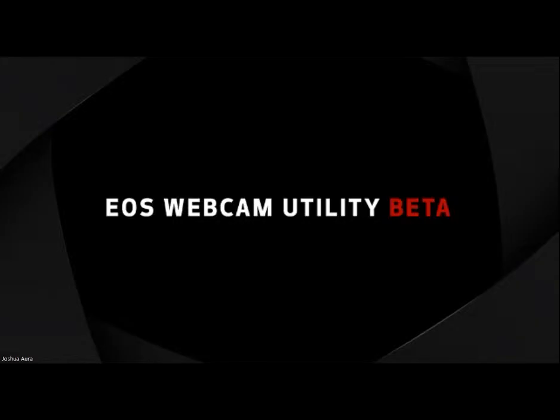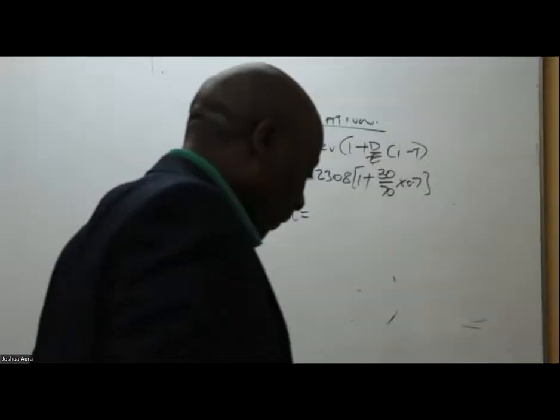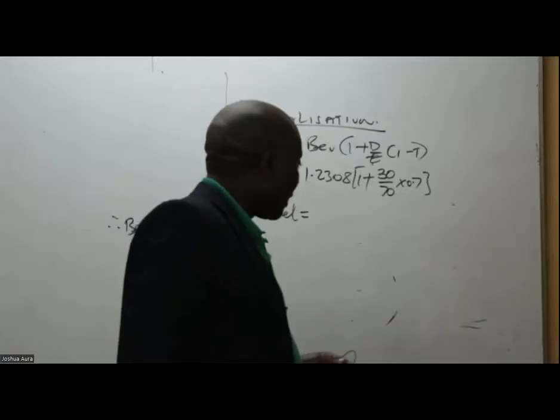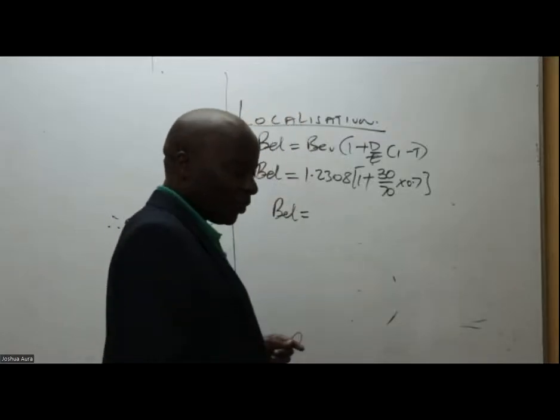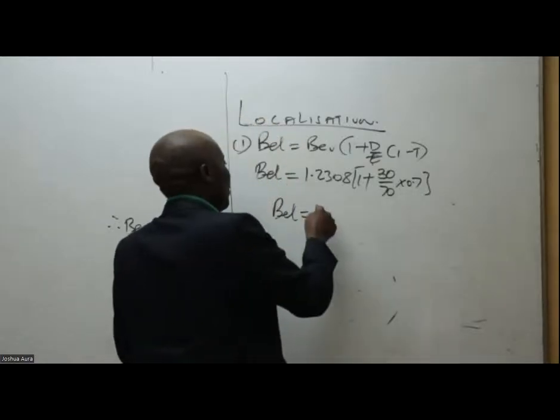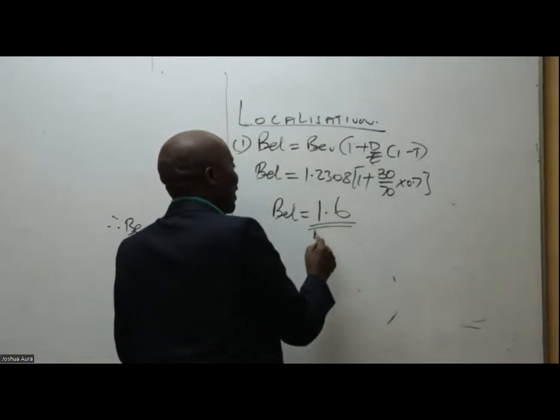What are we able to see? At the end of the day, how much does BEL come to? It is 1.6, and I hope this 1.6 is quite familiar to you.